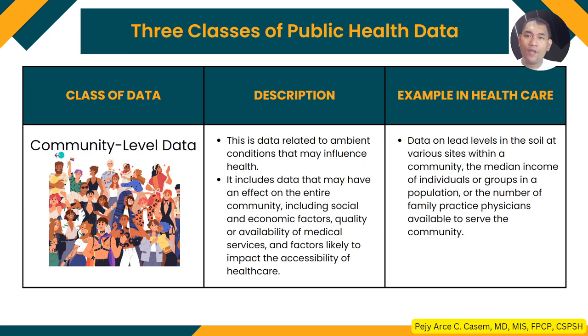And lastly, we have the community level data. This is data related to the ambient conditions that may influence health. It includes data that may have an effect on the entire community, including social and economic factors, quality or availability of medical services, and factors likely to impact the accessibility of healthcare. An example would be data on lead levels in the soil at various sites within a community. We have also the median income of individuals or groups in a population, or even the number of family practice physicians available to serve the community.